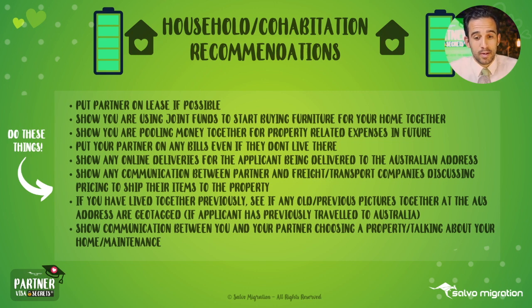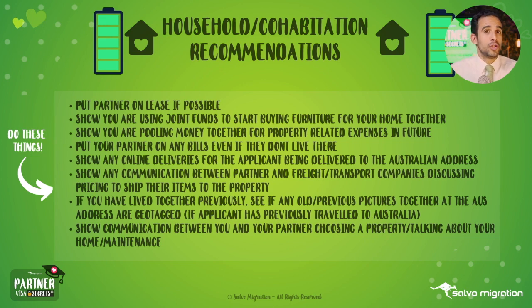Show any communication between partner and freight transport companies discussing pricing to ship their items to the property. If you have lived together previously, see if any old previous pictures together at the Australian address are geotagged. So if you've taken photos at your current place or lived together at prior places, you can extract the geotag data. You can look at your phone, swipe up on an iPhone and see where that photo was taken, and you can use that as part of your evidence to prove you were physically there, because it's about proving you are living there, as in you are both physically there, and that is your home, maintaining a home.